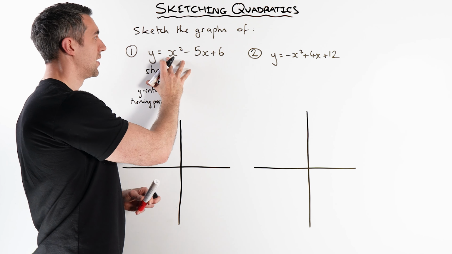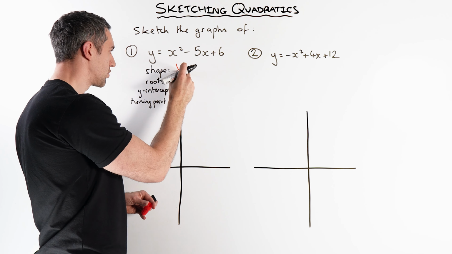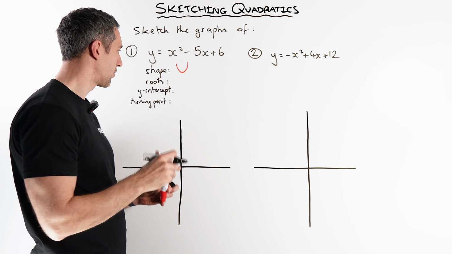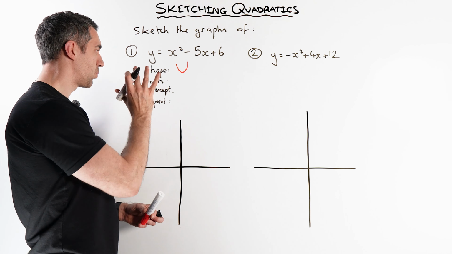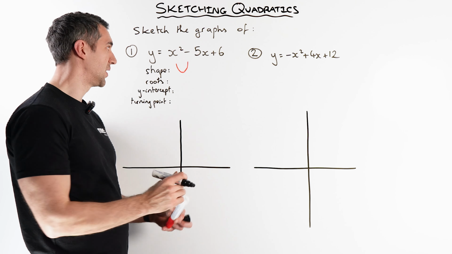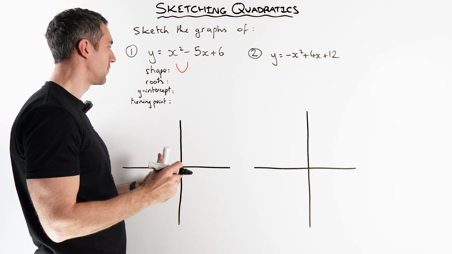So the shape. This is a positive quadratic, positive x squared, therefore it's a U shape, so we know that's the sort of shape we're trying to sketch onto our graph. Fine. For the roots, we're going to solve it equal to 0. Remember, it's where it crosses the x-axis, y equals 0. So if I write a 0 here, I'm then doing my normal factorise and solve if I can.